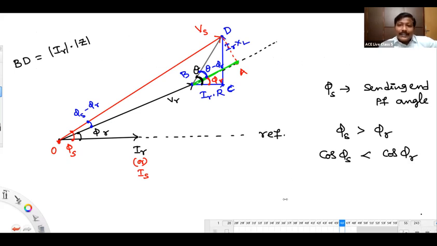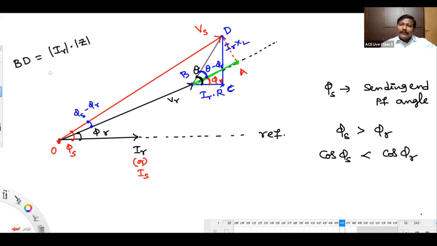You see in this phasor diagram itself, the gap between Vs and Vr is decided by the length of BD. For example, if this length is very small, obviously these two phasors will come very close, then phi s minus phi r angle will be very low. That BD length is going to decide that. That BD length is IR into Z.